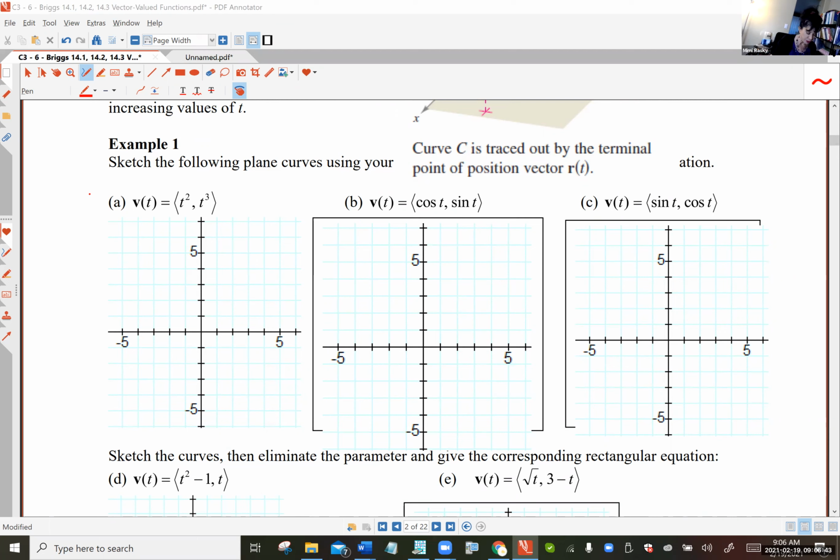If you have a graphing calculator handy, it would be really awesome if you could whip it out right now and do this along with me so that you have a little bit of experience graphing vector valued functions, okay? So if you were to graph letter A, where your vector valued function has components t squared and t cubed, how would you do that?